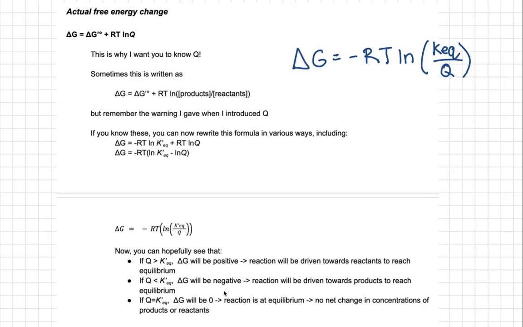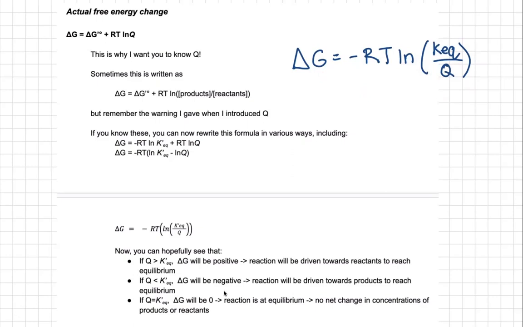And if you have more of your products, then you have a bigger Q than Keq. This value here is going to be a fraction. It's going to be less than 1, and therefore the natural log of it is going to be negative. A negative times a negative is going to give you a positive, and therefore you would have a positive delta G, telling you that it's not favorable. So, that's the sign.